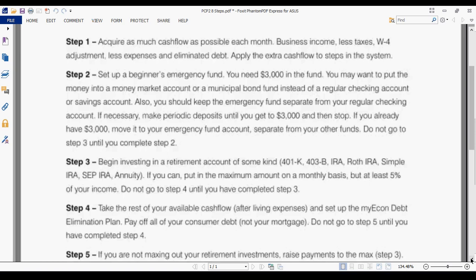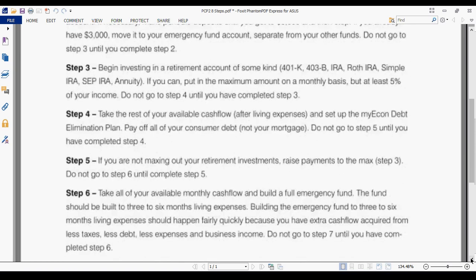Step number 4 says take the rest of your available cash flow after living expenses and set up the myEcon debt elimination plan. Pay off all of your consumer debt, not including your mortgage, and do not go to step number 5 until you've completed step number 4. See, these steps, you guys, you may be on these steps for some time. You may be on step number 2, getting that emergency fund together, for 2 months, 3 months, 6 months, even a year. But you don't quit myEcon because you need this game plan.